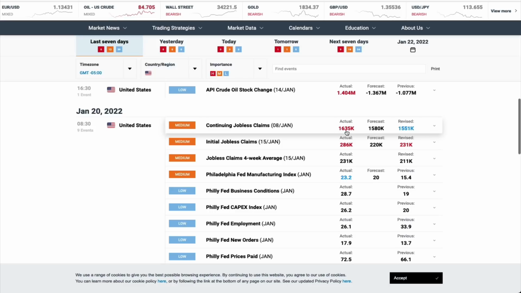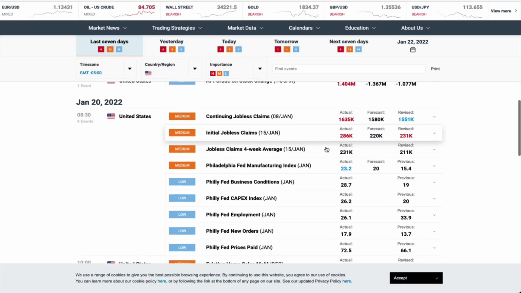Continuing jobless claims are higher than expected, but I think we could expect that with COVID restrictions. And I know Ontario here in Canada, we're in lockdown till the 26th, that anybody who can work from home can work from home. Gyms, restaurants, things like that, are taking another hit. So that doesn't surprise me. This also doesn't surprise me either. 286 versus a forecast of 220.